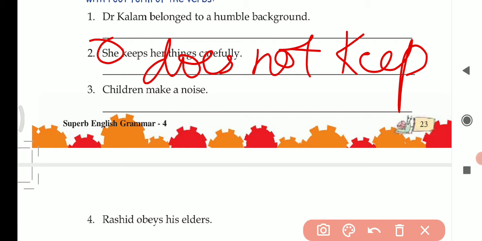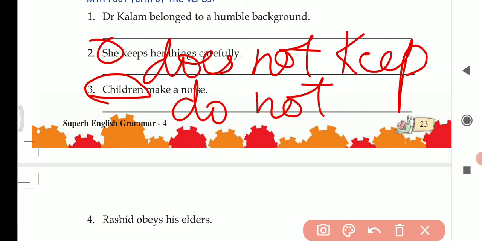Third, children make a noise. This sentence is again in simple present tense. And children means we are talking about plural. So with plural we use do. So children do not make a noise. I hope that till question number 3 it is clear to everybody.